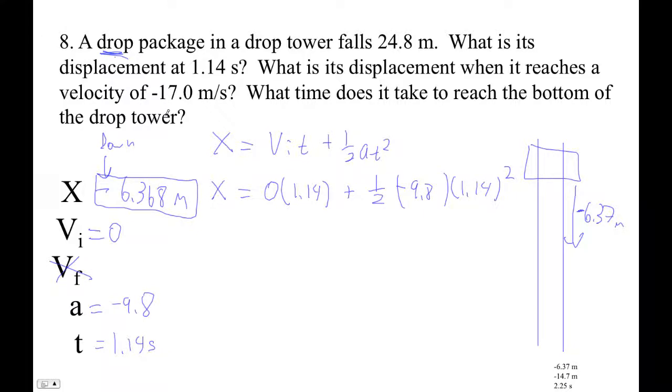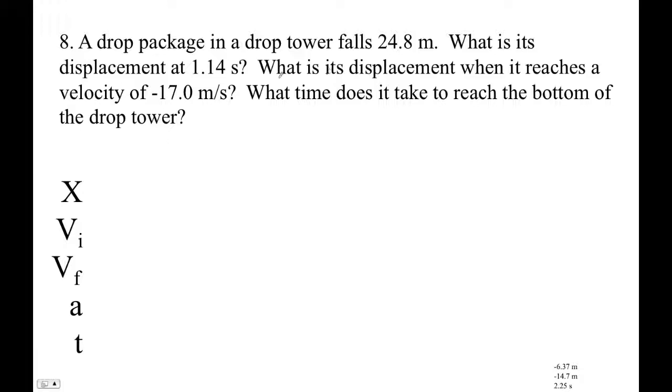Are you ready for that? Okay. So again, our initial velocity is 0. Our acceleration is negative 9.8. And this is 0 because it's dropping. Okay. And then they say, what is its displacement when it reaches this velocity? So let's put that in there: negative 17 meters per second. And then we want to solve for x. For that, we'd use no t. So let's bust that out.